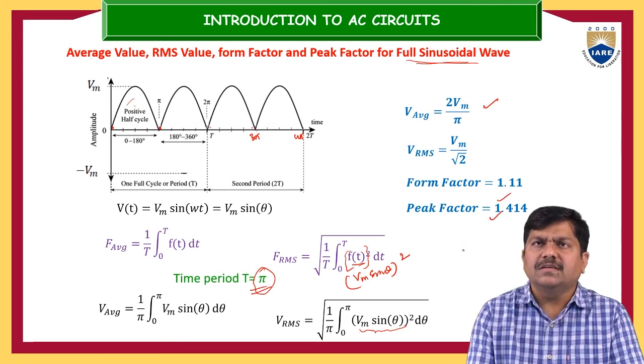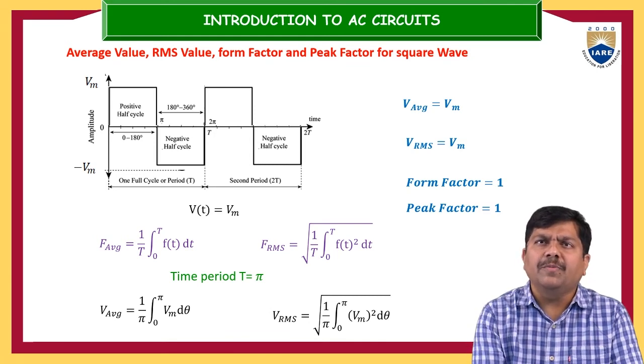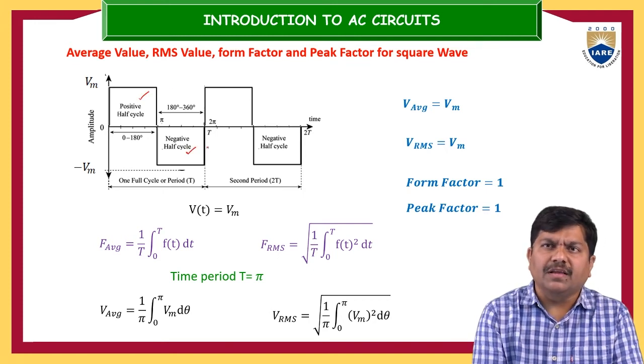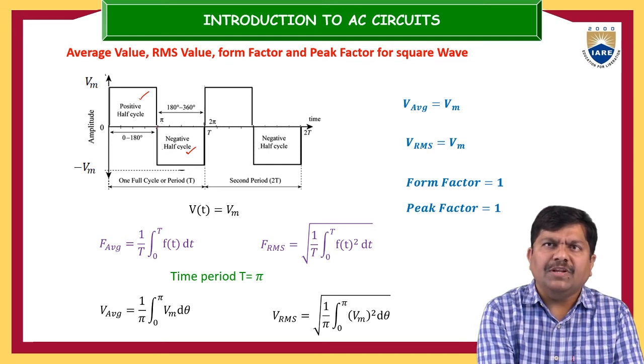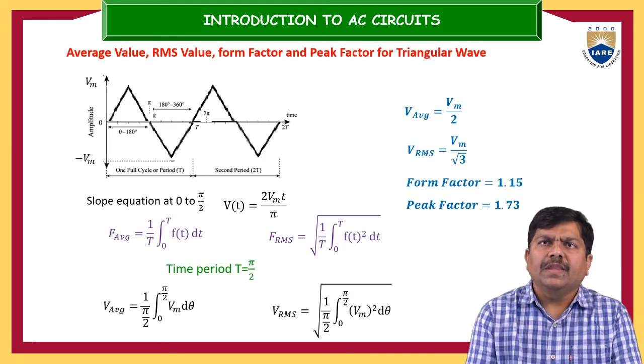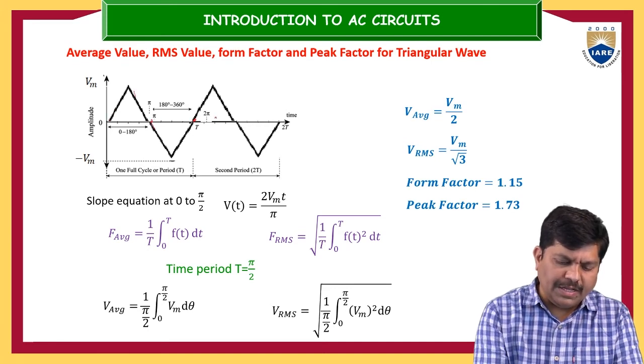So these are the average and RMS values and various factors of the full sinusoidal wave. Similarly, we can extend this to a square wave also. Now here also see the beauty of this waveform. This is the positive half cycle, this is the negative half cycle. While you are calculating the average value, you only have to consider from 0 to pi. And this is the triangular wave. Here, 0 to pi is positive and again pi to 2 pi it is negative.